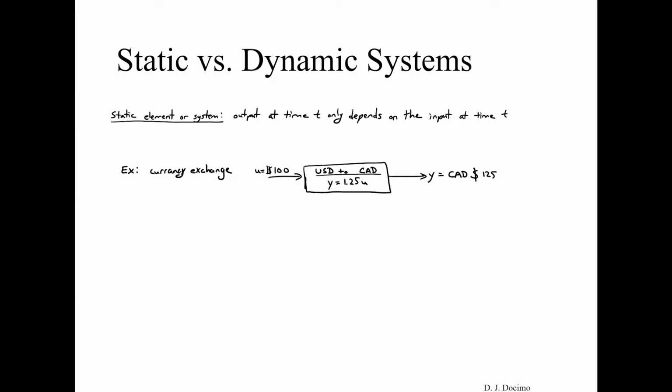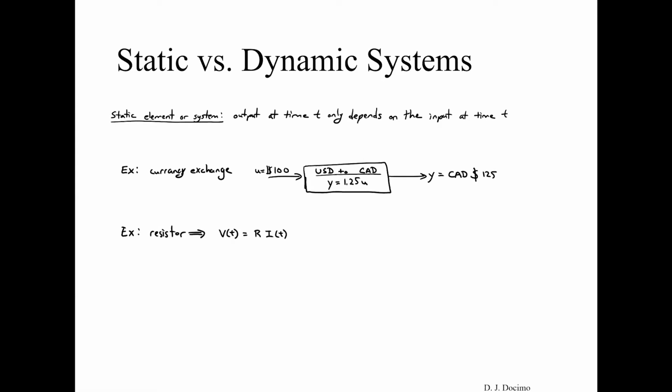An example for this would be like a currency exchange. So if we have a U, which is our input, which is $100 US, that goes into a currency exchange where we're trying to convert to Canadian dollars, we'll end up with $125 in this case. And that is a static system in this case because our input directly affects our output. There's nothing else that affects it besides our parameters.